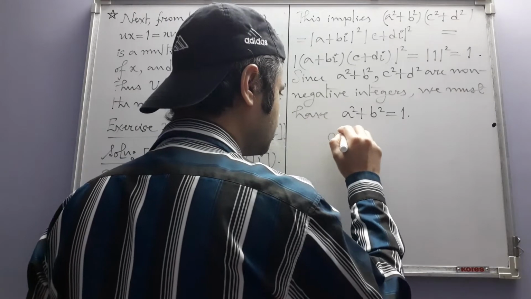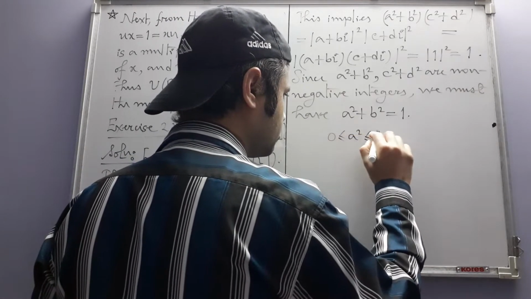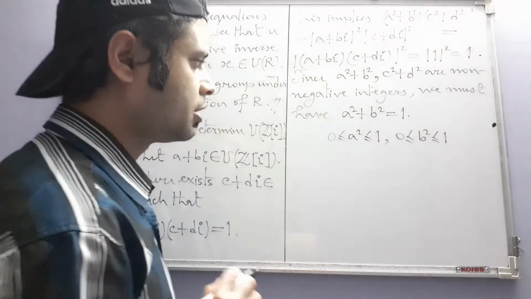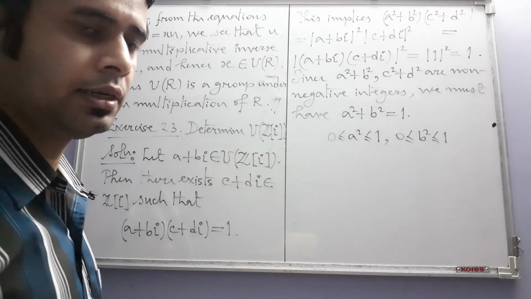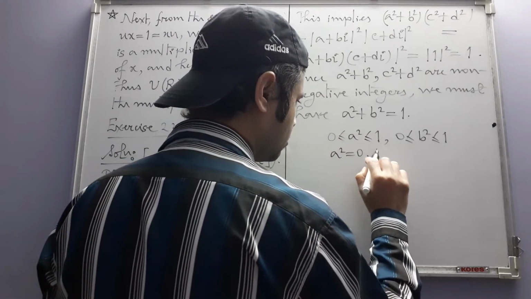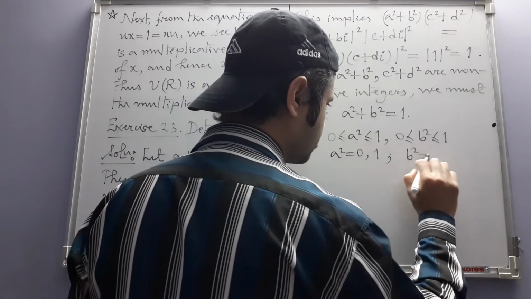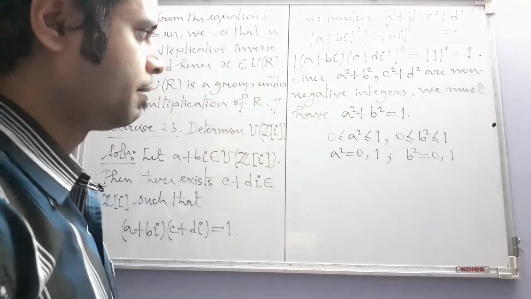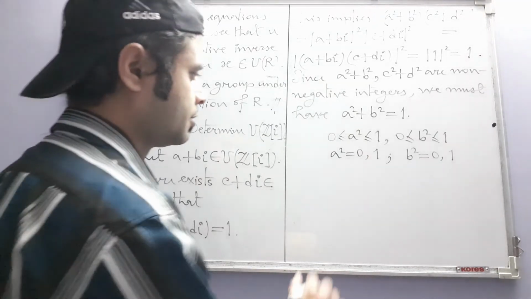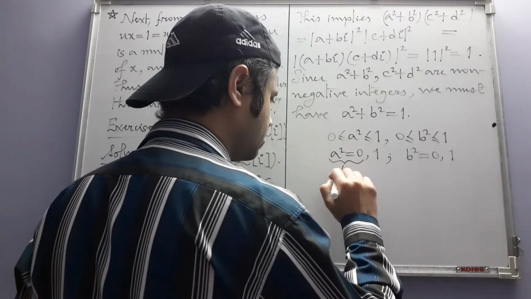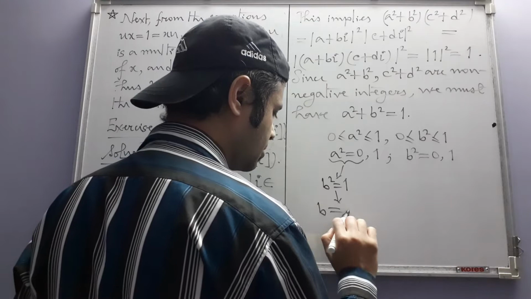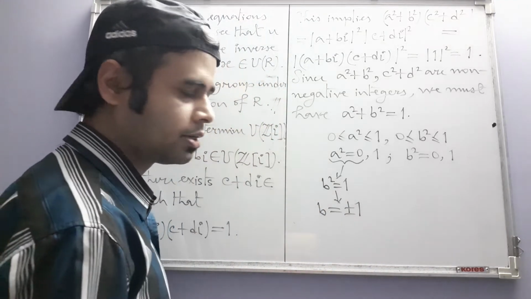That means this as well as this. Combine this with the fact that a square and b square themselves are integers. So that means either a square is 0 or 1. Similarly, b square is either 0 or 1. If a square is 0, then from this equation we get b square equal to 1. So if this is the case, then b square is equal to 1, which gives us two possibilities. B is either plus 1 or minus 1.